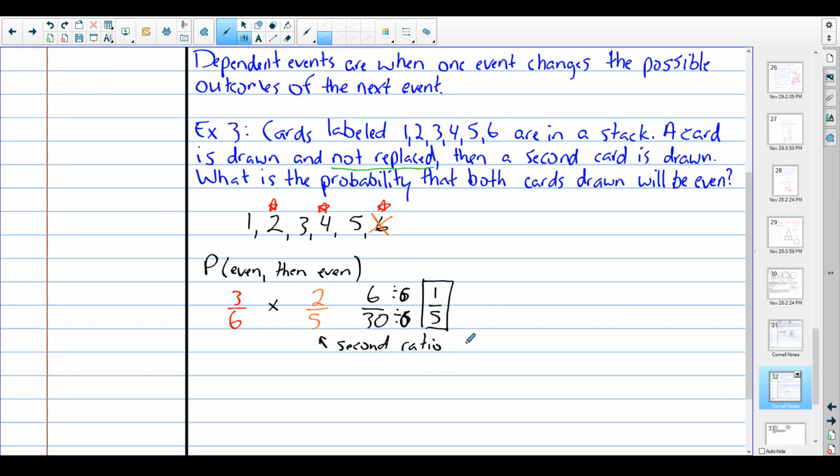Alright, what was that? So the second ratio changes, because the first card is not replaced.